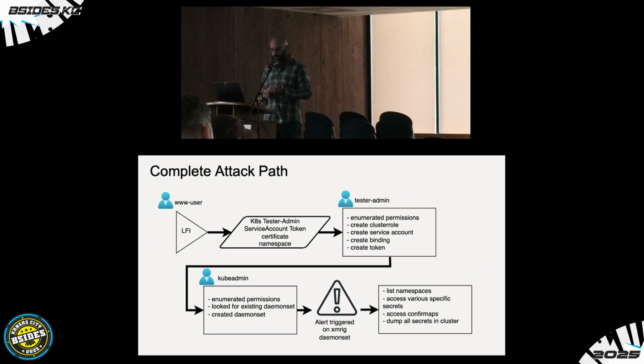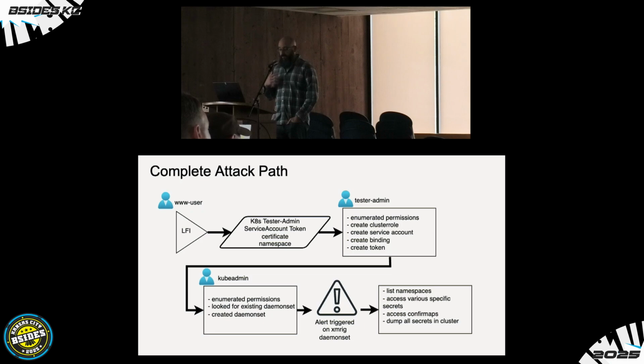Actually, my next slide shows this great. So we've got Nullify with the www user accessing local storage stuff for a service account in Kubernetes. It's the k8s tester admin account. They pull all that information off. That way they can access the cluster at the API level. They enumerate permissions. They create persistence. So they create a cluster role and a binding and all the things required to access the cluster. They pivot into that new identity that they created. They enumerate permissions.